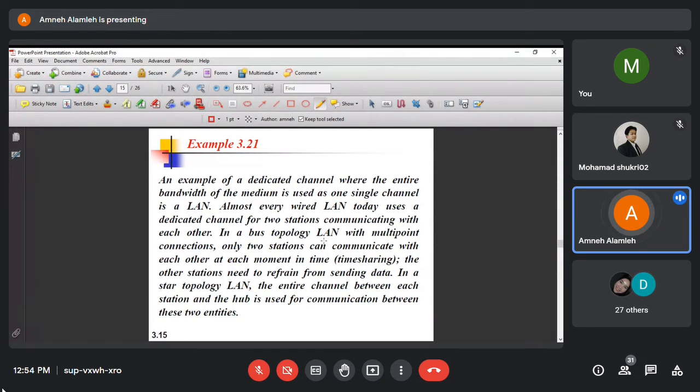In a bus topology LAN with multi-point connections, only two stations can communicate with each other at each moment in time, what we call time sharing. The other stations need to refrain or wait from sending, or are prevented from sending data. In a star topology LAN, the entire channel between each station and the hub is used for communication between these two entities.